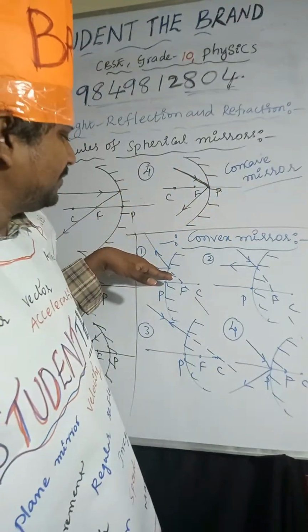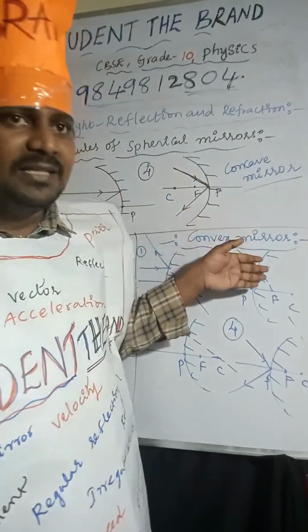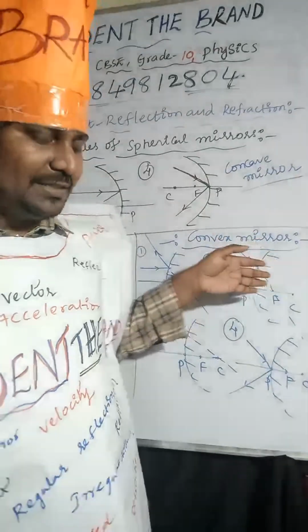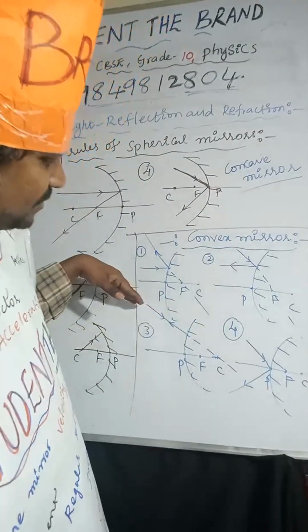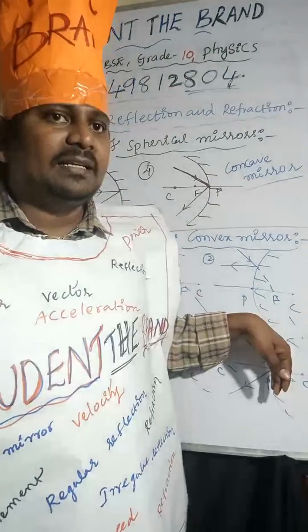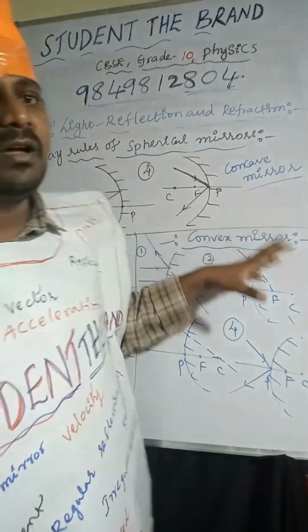So light ray is coming from infinity, after reflection passes through focus. Light ray is passing through focus, after reflection moves towards infinity. Light ray is passing through center of curvature, it retraces its original path. Light ray is incident at the pole, it reflects back. So these are the ray rules of concave mirror and convex mirror.